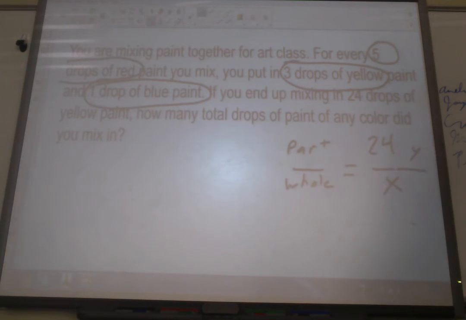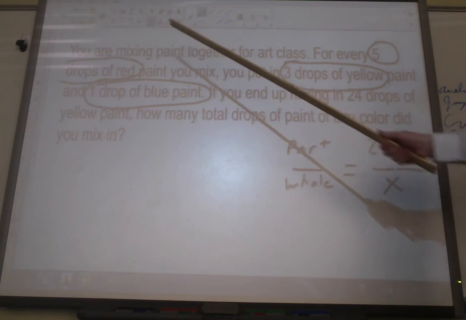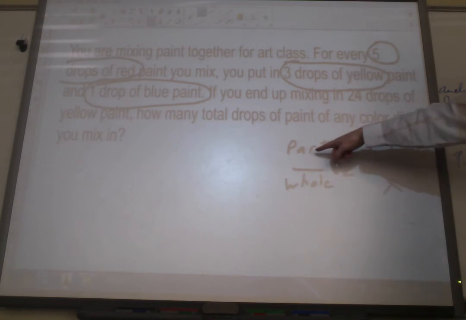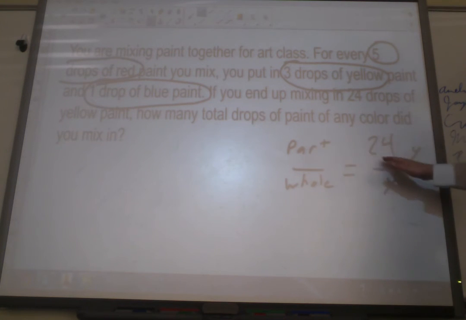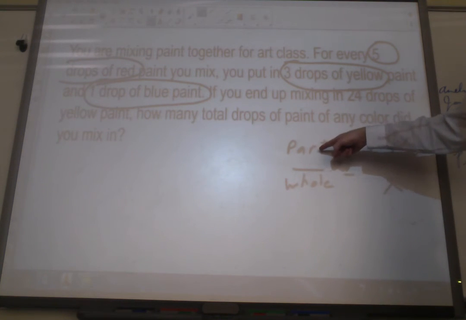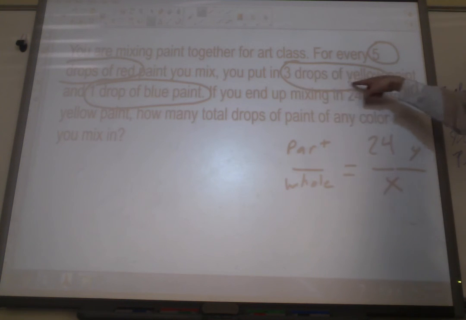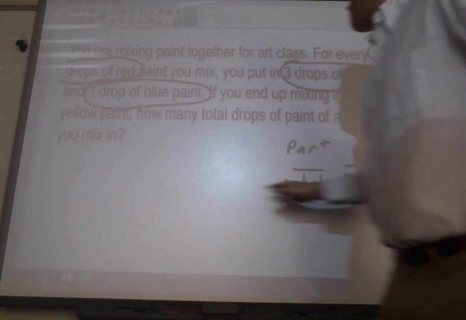We've got one ratio. Let's start over at the beginning. We're mixing paint together. Every 5 drops of red, we put 3 yellow and 1 drop of blue. Well look here. We had 24 yellow. So our part over here is probably going to have to match. Remember, proportions always kind of match each other like that. So if we talk about yellow over here, we're going to be talking about yellow over here too. And what is the part up here that's yellow? Well, it's 3. 3 drops of yellow.